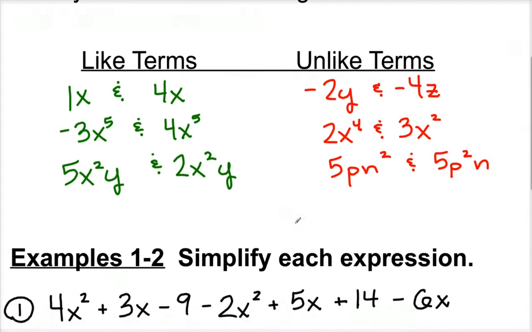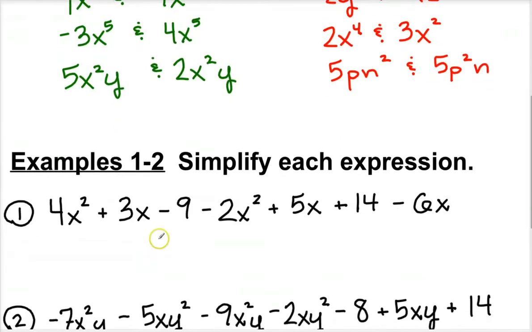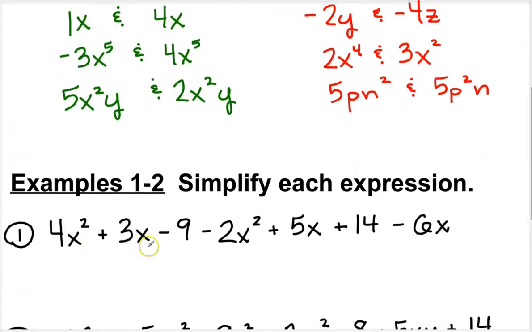Let's look at the first example on your note sheet. You've got 4x squared plus 3x minus 9 minus 2x squared plus 5x plus 14 minus 6x. This entire long strand of numbers, variables, exponents, operation symbols, is what we call an algebraic expression, and our job in this video is to learn how to simplify these, to shorten them so they look a little bit less complicated. We're going to do that by identifying what our like terms are.